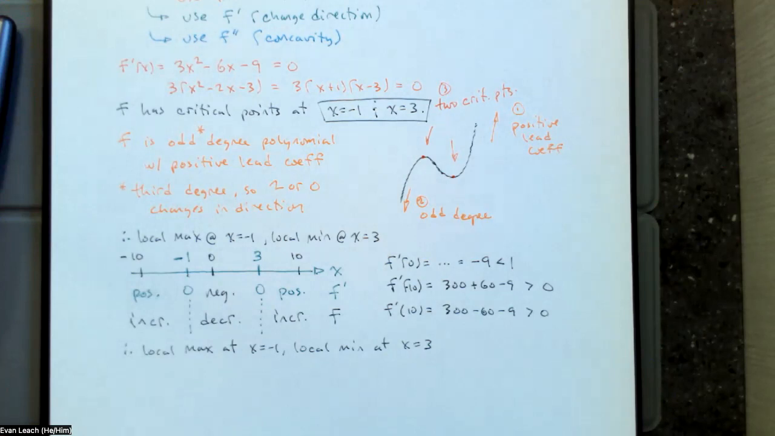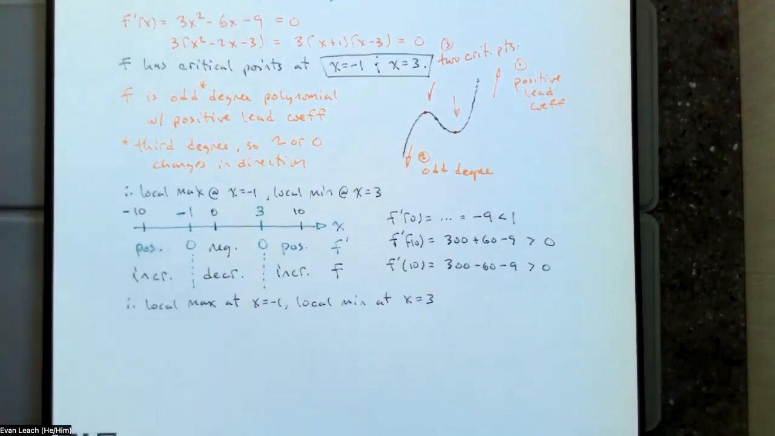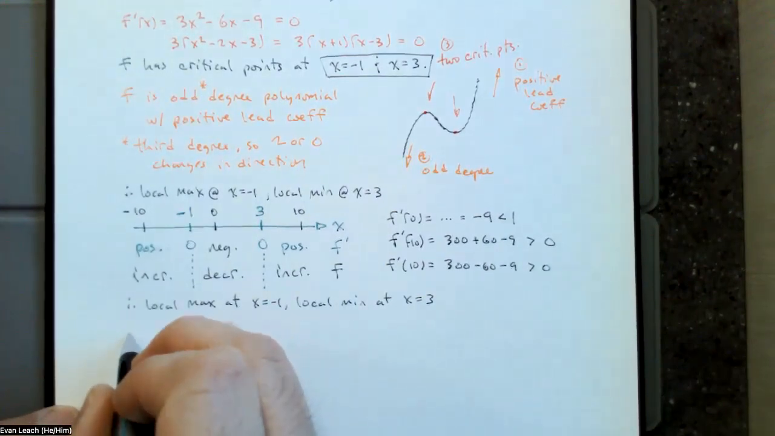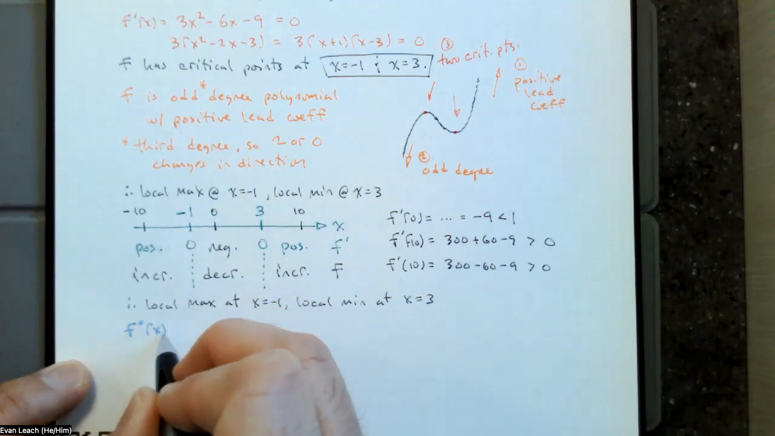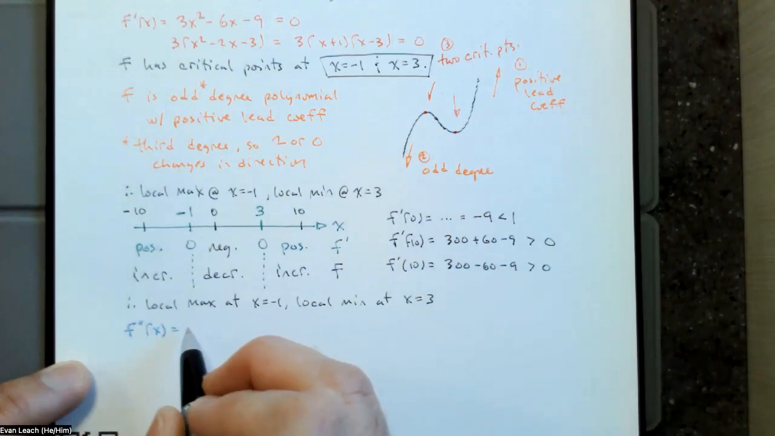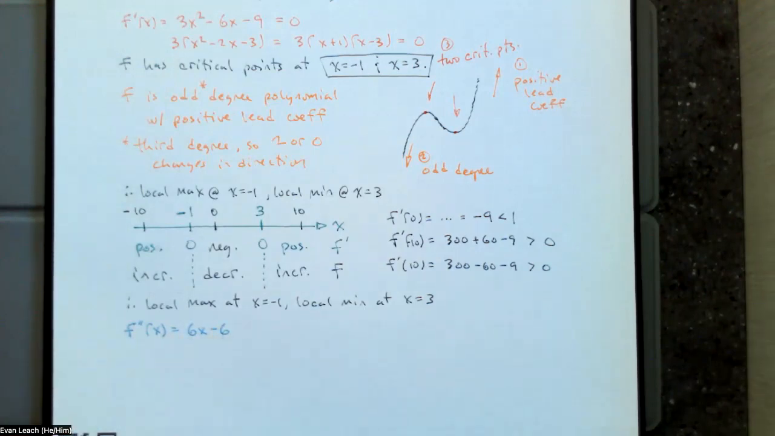These two, of course, are not our only options. We also have the second derivative. We know about the second derivative, so we can use that to classify our critical points. Our second derivative is going to be 6x minus 6. We'll just check the critical points in the second derivative to determine whether the function is concave up or concave down.